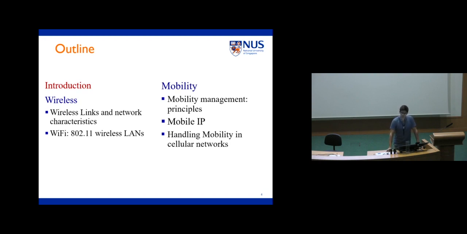We are going to look at some of the wireless links and network characteristics, some terminology first. We're going to learn about what a base station is, what a wireless host is, and so on. Then we're going to look at Wi-Fi as a use case, how it handles the wireless challenges. Then we are going to mobility. We're going to see some of the principles of mobility management, the mobile IP protocol, how it is being handled in today's internet, and how it is being handled in mobile networks. We're briefly looking at that as well.